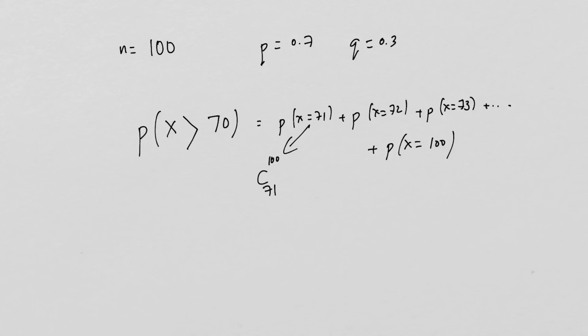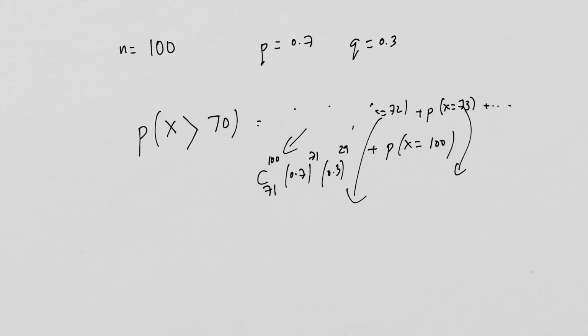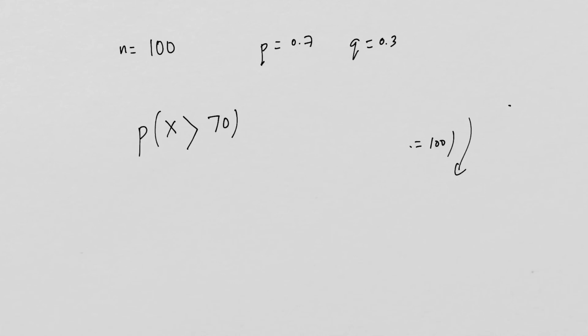100 choose 71, 0.7 to the power of 71, 0.3 to the power of leftover. And this one is a nightmare, and this one is a nightmare. And there are like 30 or 31 of them. That's a nightmare. You might say, okay, that's bad. I don't want to do that. Why don't we use the complements? Well, let's look at the complements.